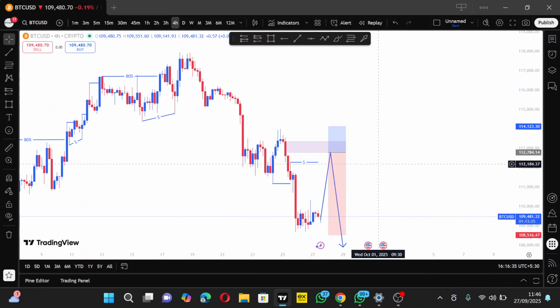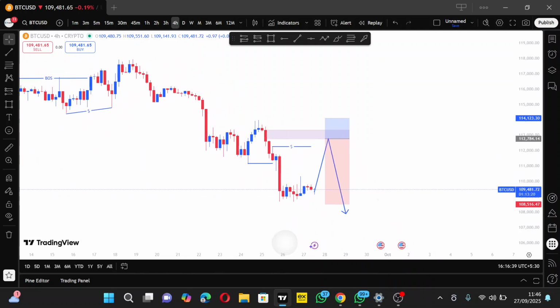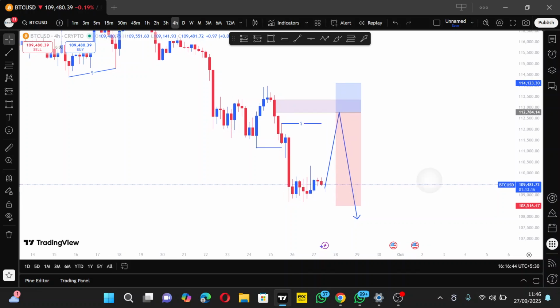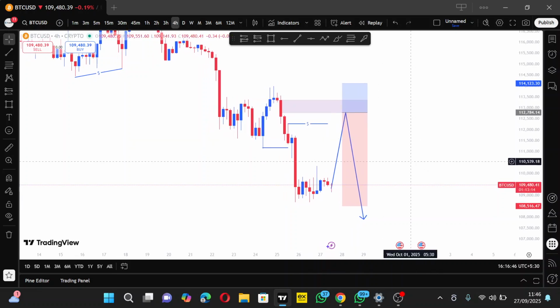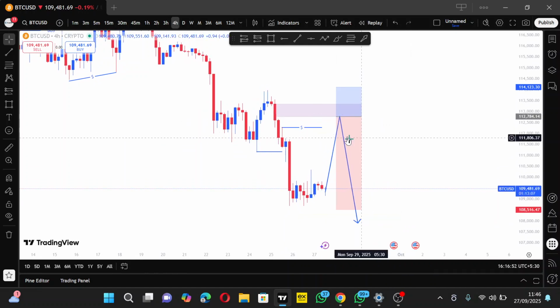Bitcoin, I have analyzed Bitcoin. Like you came late. So this is what I'm expecting for Bitcoin. So we still have to be selling for now. Okay, let's talk about Bitcoin before we go to gold. So this is what we are going to be expecting for Bitcoin.